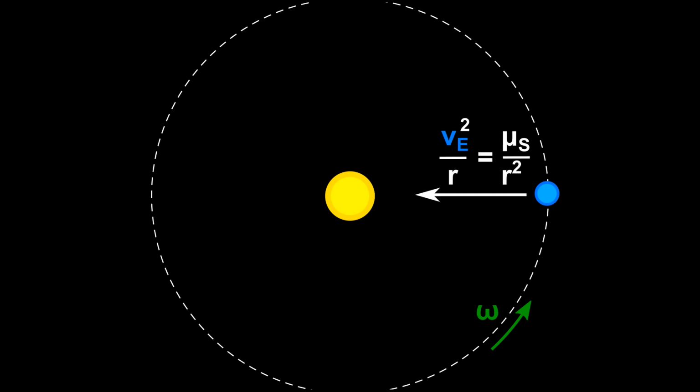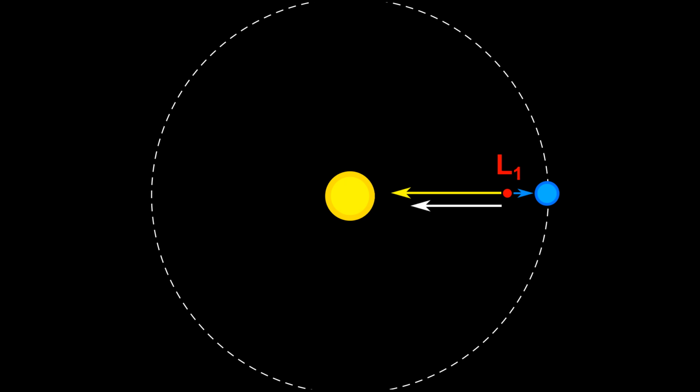Let's now consider a spacecraft at Lagrange point 1, between the Earth and the Sun. Since the spacecraft is closer in than the Earth, normally it would orbit faster than the Earth. However, at L1, Earth's gravity is pulling in the opposite direction to the Sun's gravity, and acts to artificially weaken the Sun's gravity.